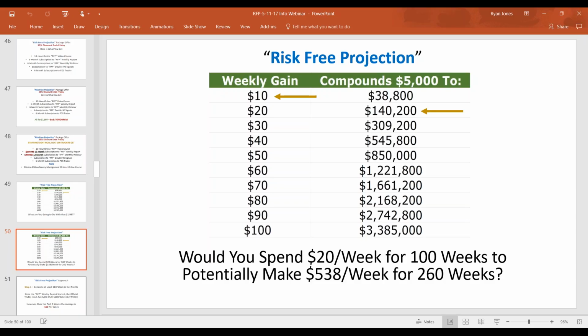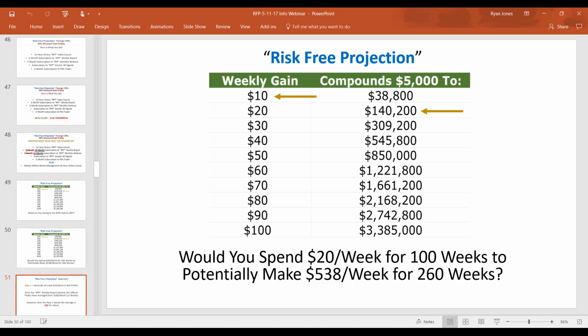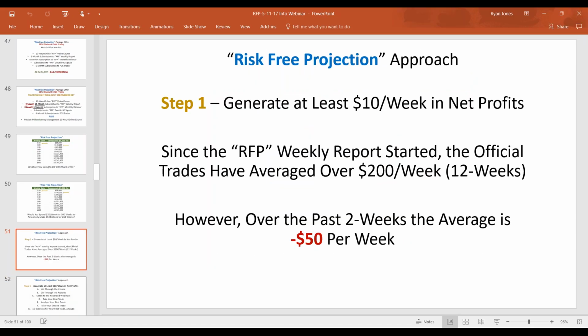So there's that, right? And then I'll ask you this. In 5 years, are you going to remember what you spent $20 a week on for the next 2 years? No, you won't. So there's that. So step one, let's talk about the program.